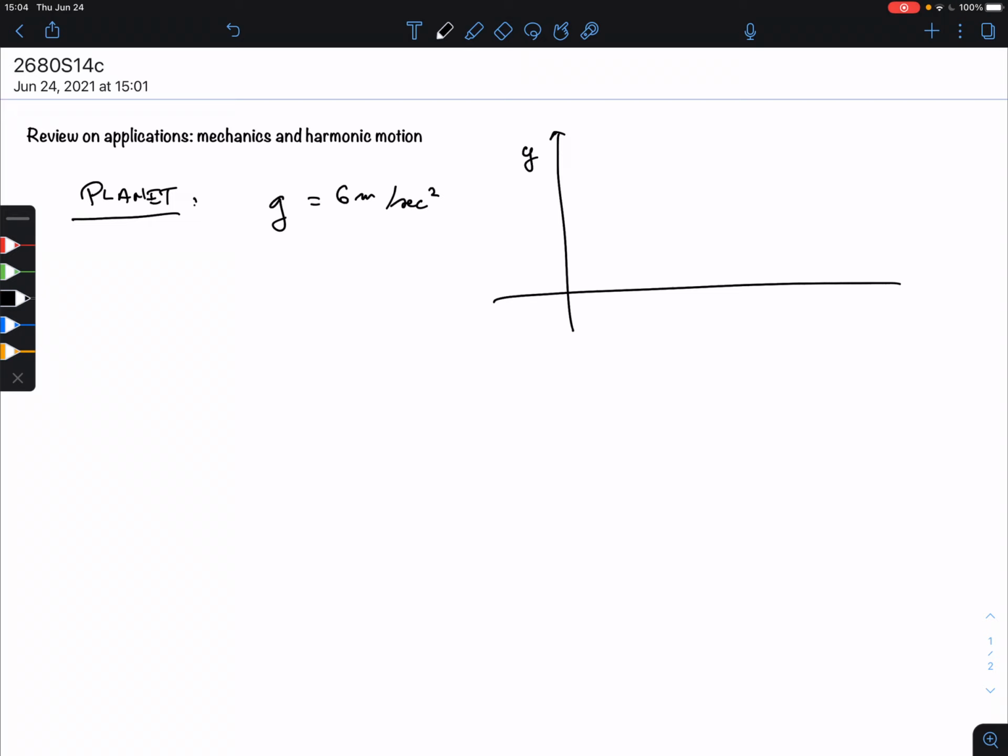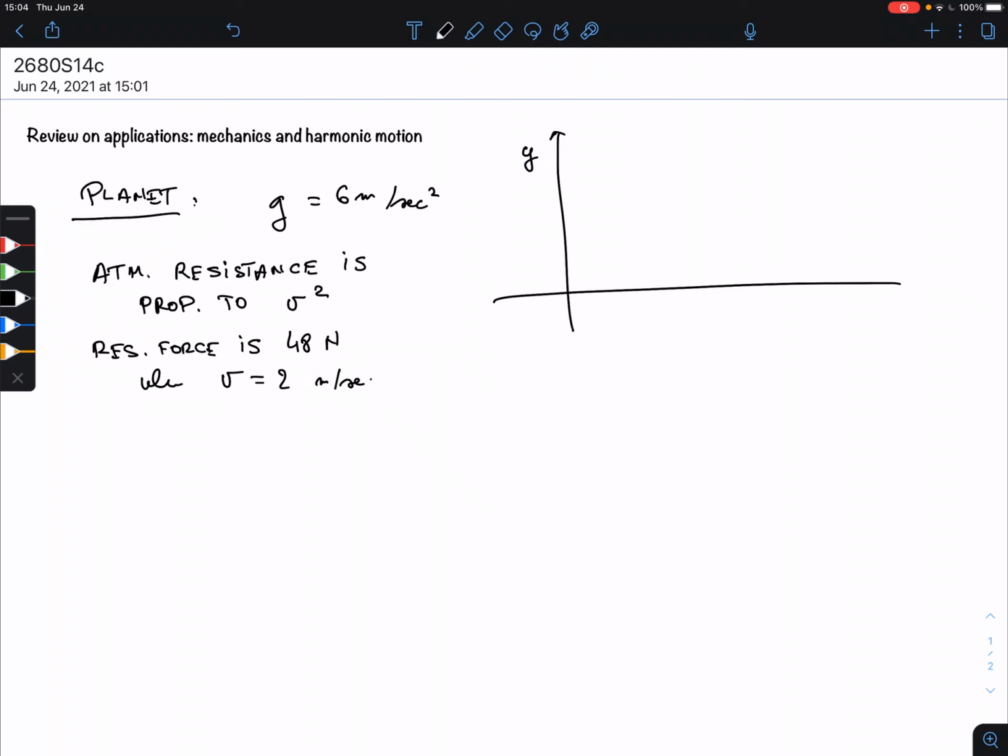And suppose that the atmospheric resistance is proportional to the velocity squared. And in fact, the resistance force is 48 Newton when the velocity is 2 meters per second. Okay, so now an object weighing 12 kilogram.